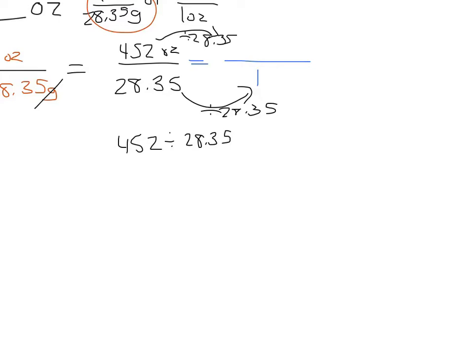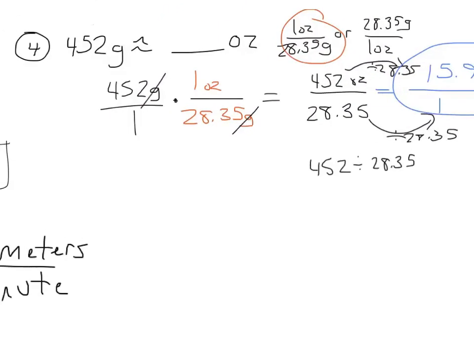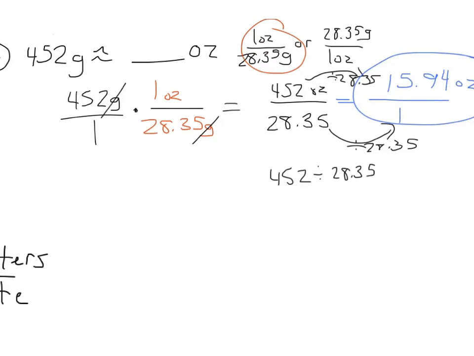28.35. And if you take 452 divided by 28.35, what you get should be, and I'm going to round to the nearest hundredth, 15.94. Okay? 15.94, and our label is ounces. Okay, 15.94 ounces. So what does that mean? Well, it means that 452 grams is approximately 15.94 ounces.